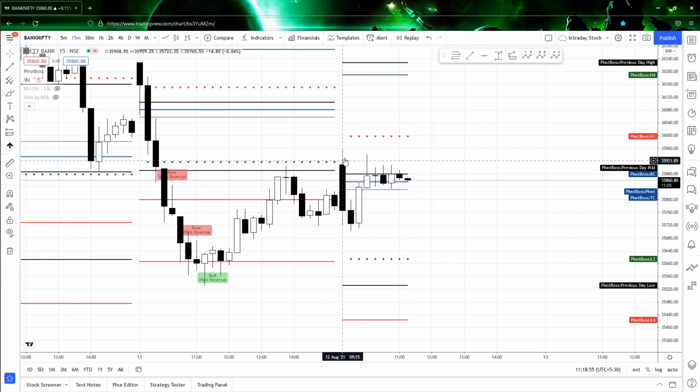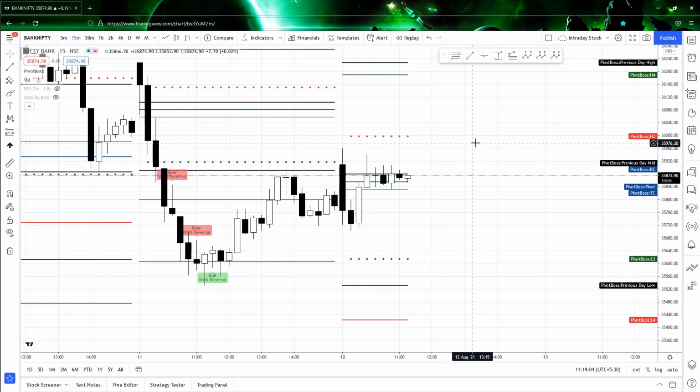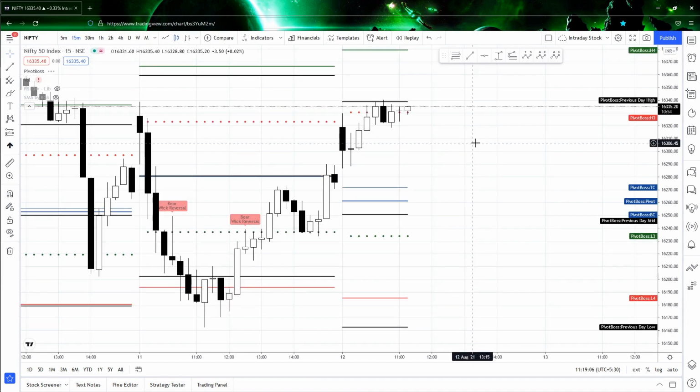Clear? So for now, the initial balance is not that wide. It is somewhat wide only. So a good consolidation and a breakout or breakdown is possible. So that is my expectation in Bank Nifty. Clear? And coming to Nifty, it is completely opposite.